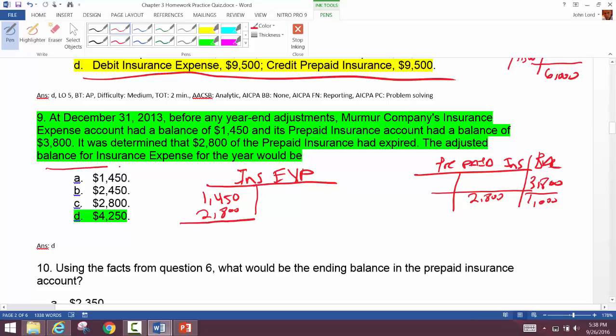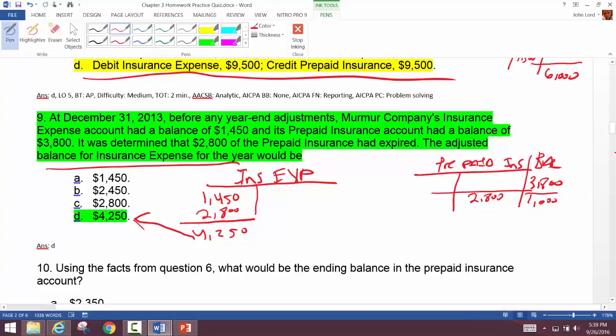So the total insurance expense would be this $4,250, right? We had $1,450 sitting there. We took another $2,800 for the amount that expired, right? Okay. So the only difference between that and the last one was what? There was already an amount sitting in the insurance expense account, right? And we just added on to it. Other than that, it was exactly the same.